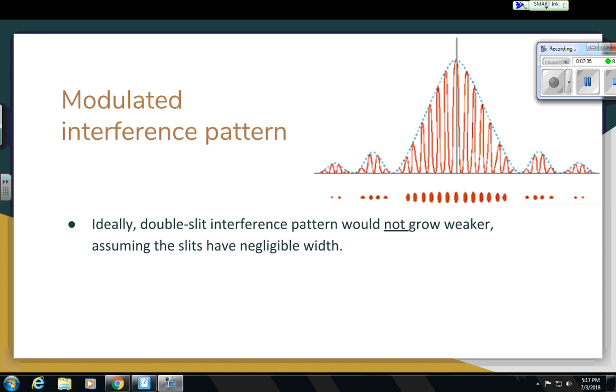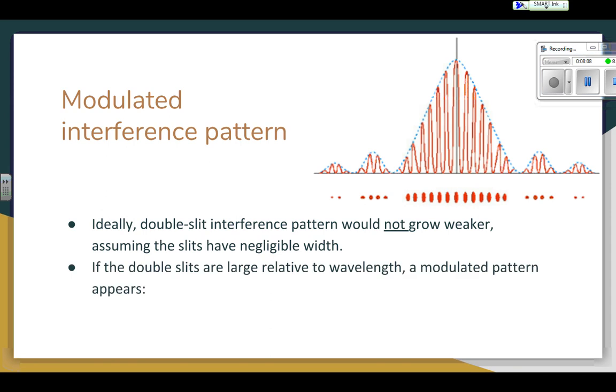When we talk about double slit interference, we often talk about the fringes being equally bright, having equal intensity, and having equal spacing. That is true in an ideal world where the slits are infinitely small point sources. In the real world, the slits will have some kind of opening. They'll have some width to them. The wider they are, the more you start to get single slit interference interacting with the double slit interference pattern. So when the slits are relatively large relative to the wavelength, let's say a couple times the wavelength, you get what's called a modulated pattern.